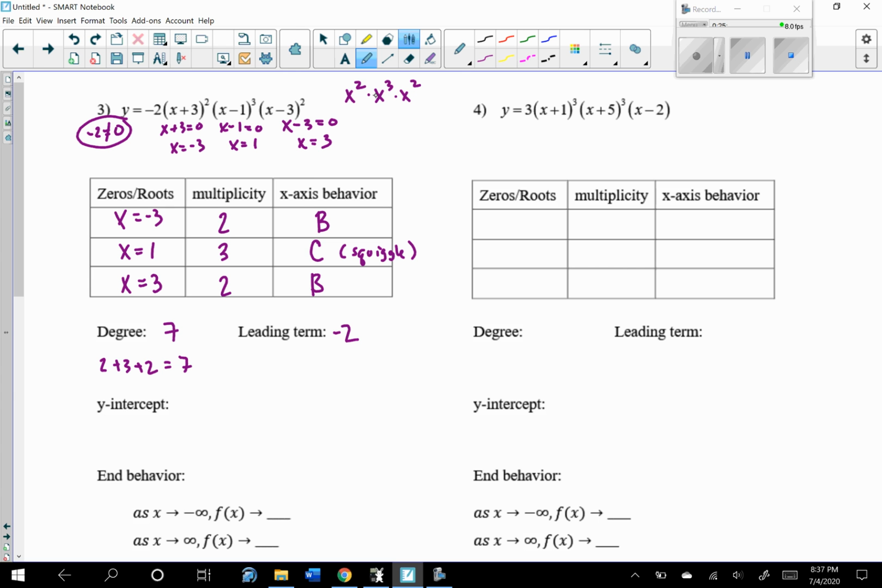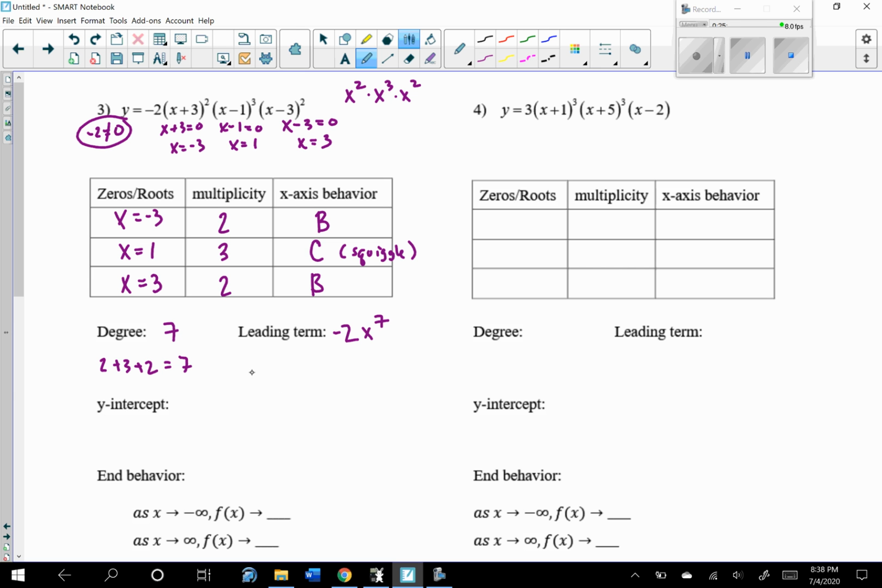If I have something with the same base being multiplied, we add the exponents. So x to the 7th. And we talked about that when we revisited our rules and properties of exponents. So -2x to the 7th would be my lead term if I were to put this in standard form. It just saves us time to look at those lead terms being multiplied.